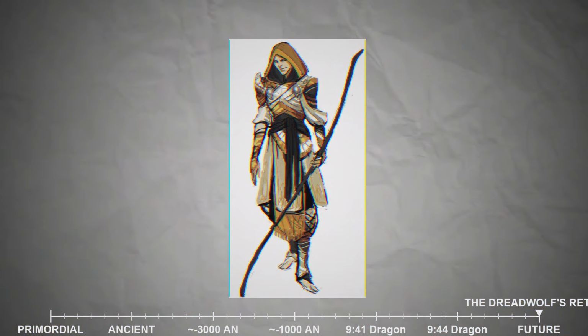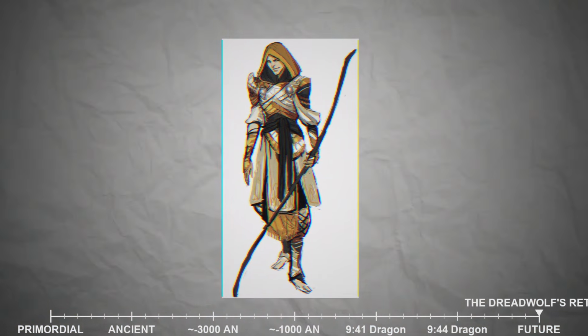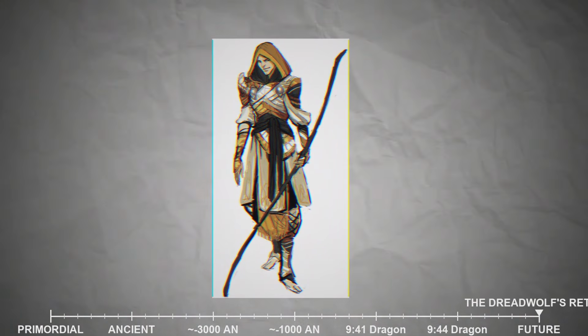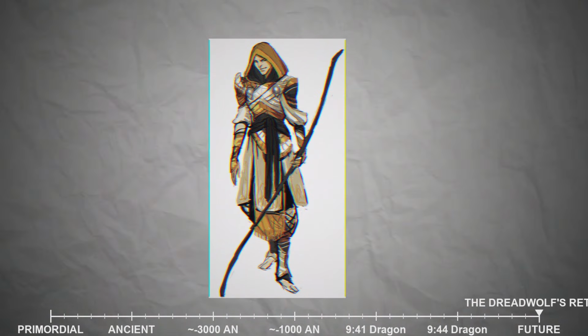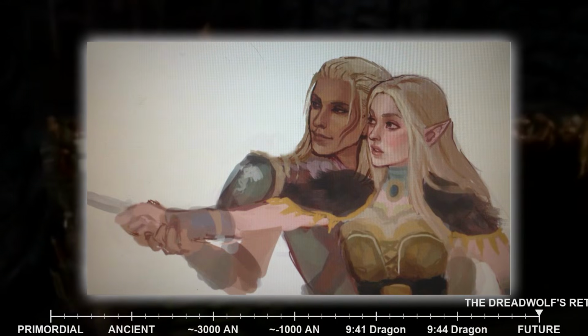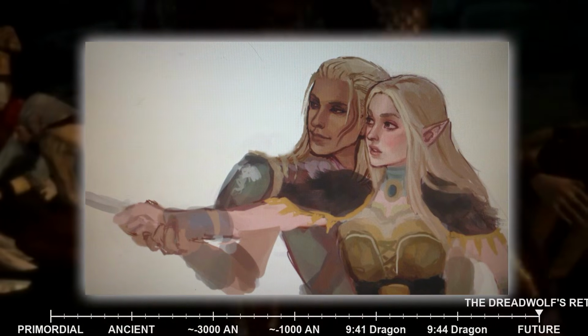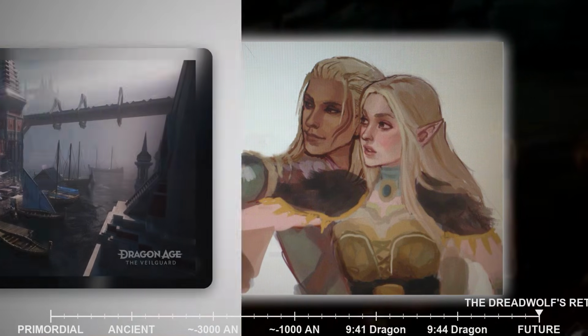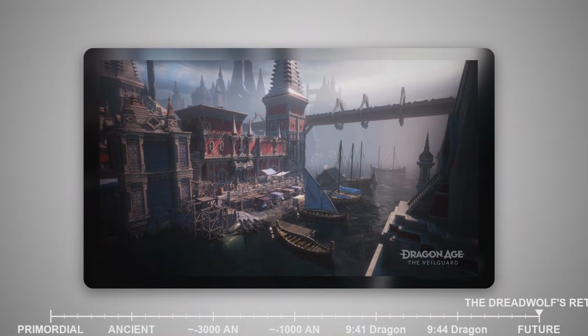Solus's motivation is deeply rooted in a desire to restore the ancient elven world, a time of unparalleled magic and prosperity before the creation of the Veil. He envisions a return to an era where elves were immortal, powerful, and lived in harmony with the Fade. The tragic irony, of course, is that this restoration would come at an unimaginable cost.